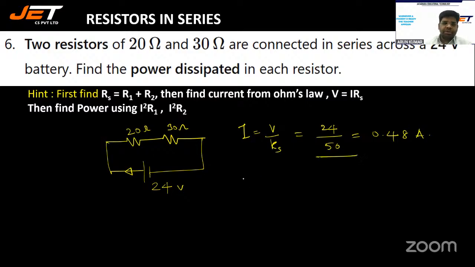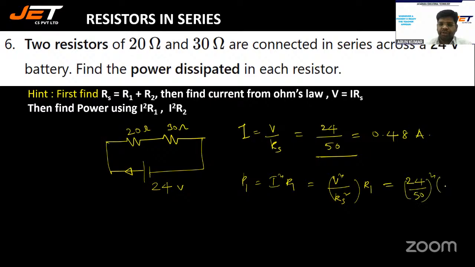Then I want power using I square R. I told you, after comprehending, you will have to get the idea. Idea is mostly the formula, equation. So power dissipated through R1 is I square into R1, which is equal to V square by RS square into R1, which is equal to 24 by 50 whole square into R1. R1 is 20. And that's my answer.